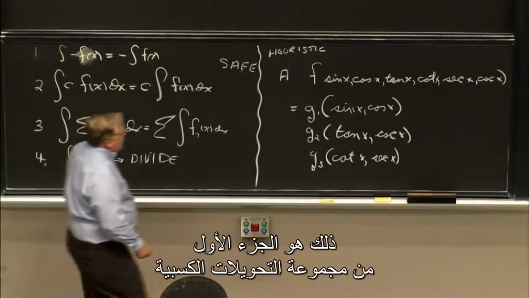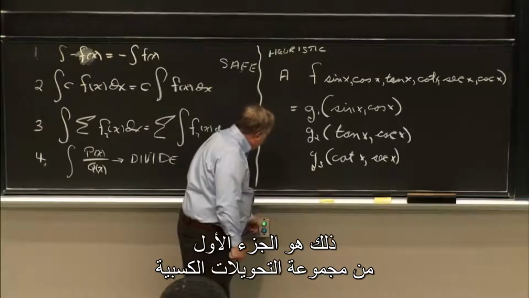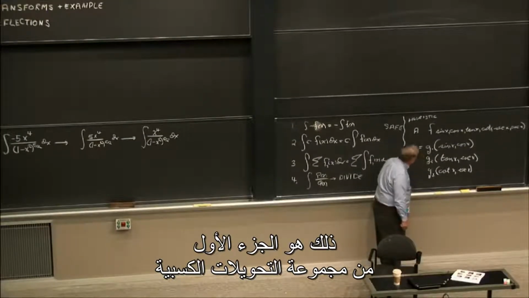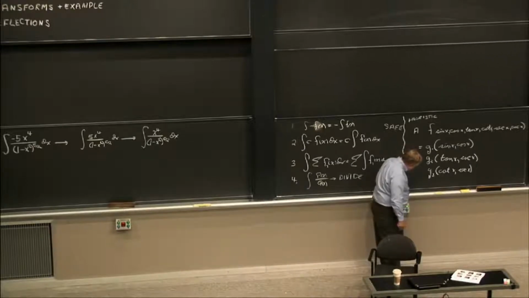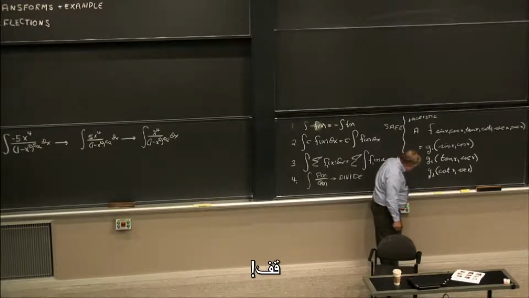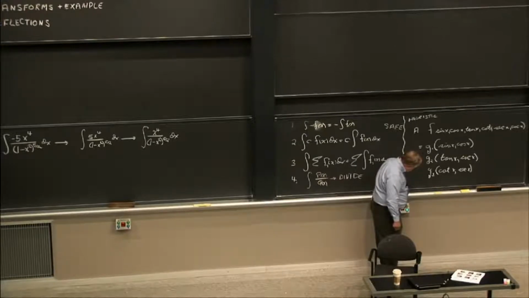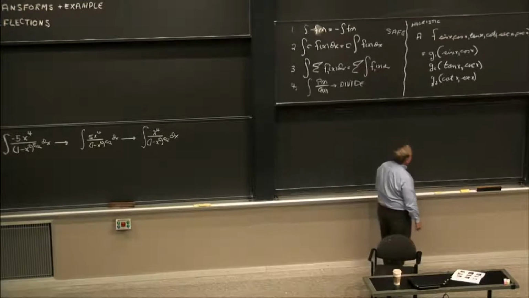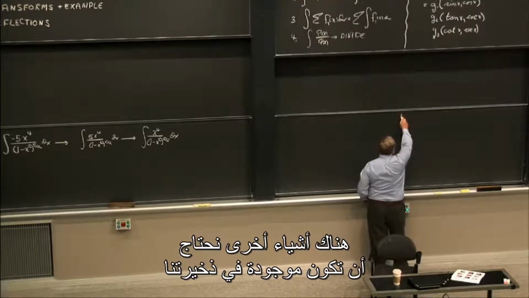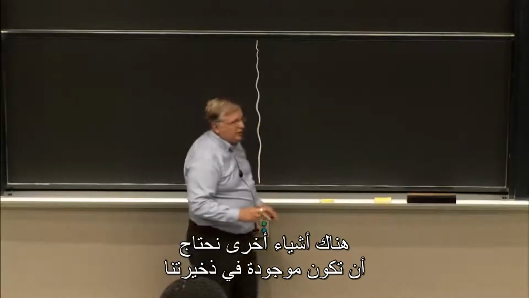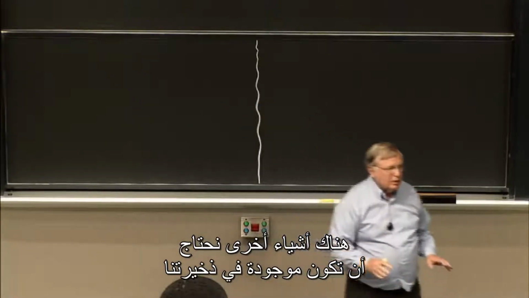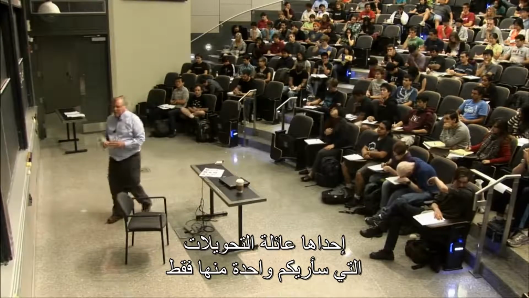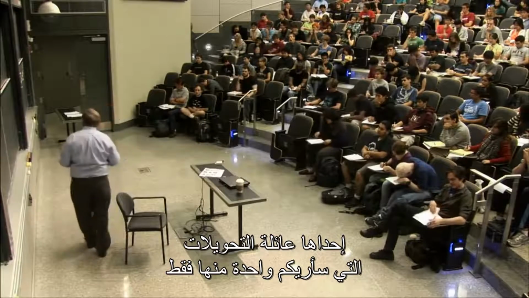Well, that's just part one of our suite of heuristic transformations. There are others that we need to have in our repertoire in order to solve the problem. One of them is a family of transformations, which I'll show you only one. It goes like this.